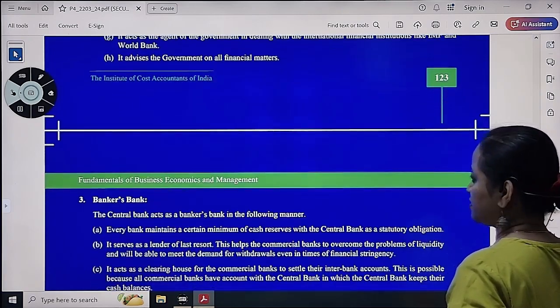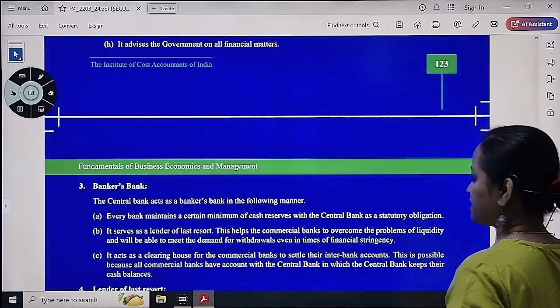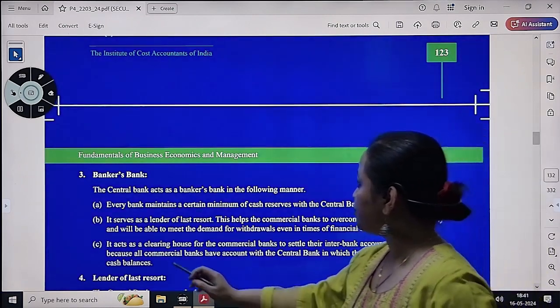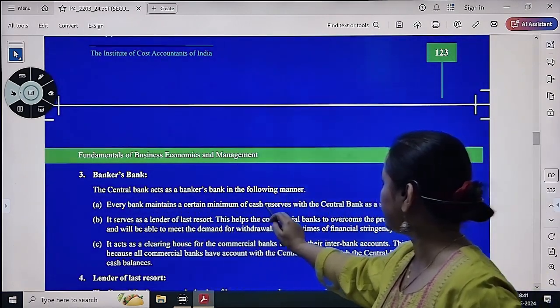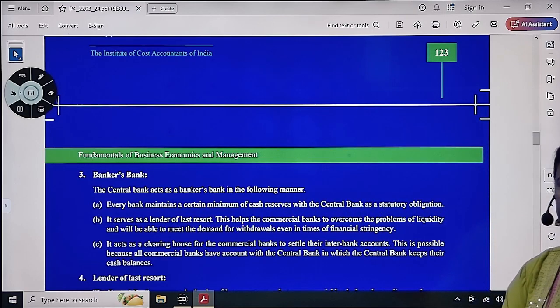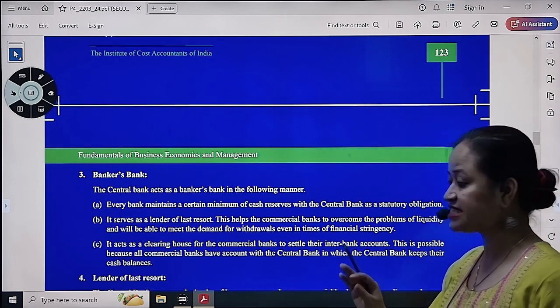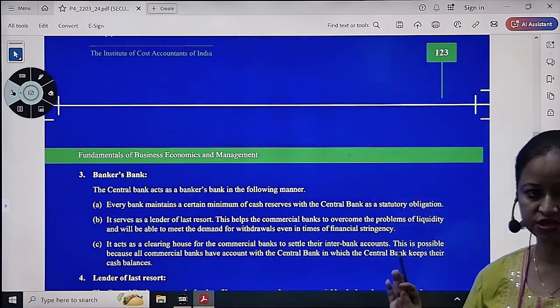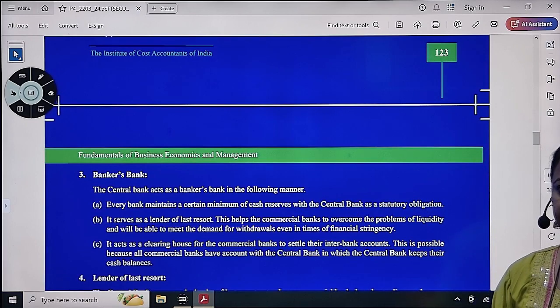So you see the points here, point number A, B, C. Point number A is every bank maintains a certain minimum cash reserve with the central bank as a statutory obligation. Statutory obligation means legally they are obliged to keep a minimum reserve, by all the commercial banks, every bank. They need to keep a minimum cash reserve with the central bank, and that is a statutory obligation. Compulsorily they have to do it. If they are not following it, they will get notice.